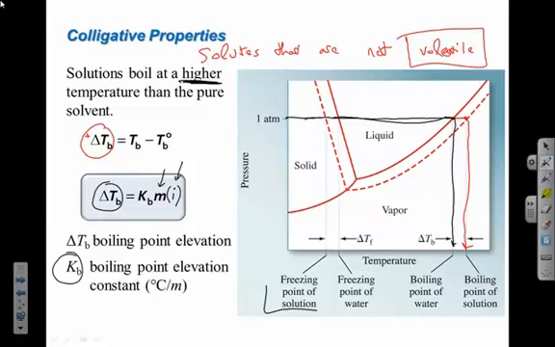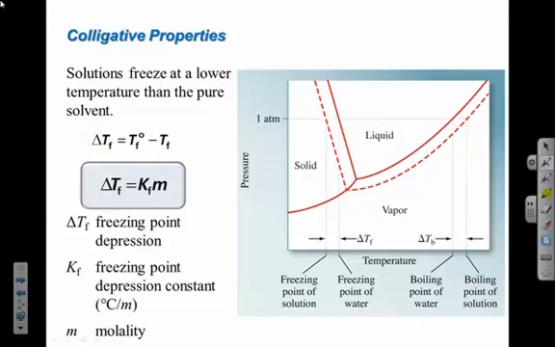Kb is a constant. It depends on the solvent. So most of the time we'll be using water. For water, the Kb has a known value. Molality, we already talked about. That's moles of solute per kilogram of solvent. So if we have some given information, we can plug it into that formula and use it.